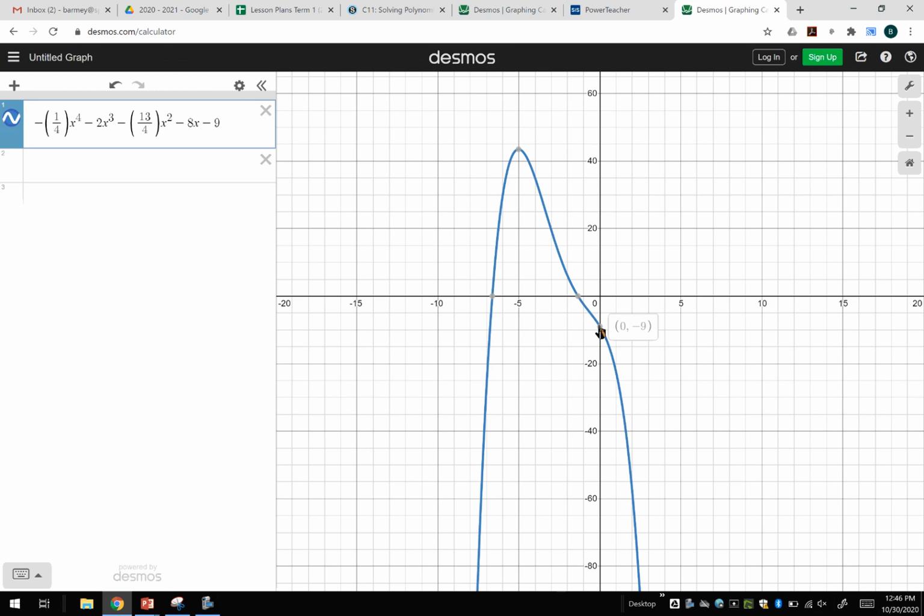Part B asks about end behavior. The end behavior on this one is down and down. And that makes sense because it's a degree 4 polynomial with a negative coefficient. So that tells me it has to have an end behavior of down and down. So I could actually answer that without even graphing it yet.